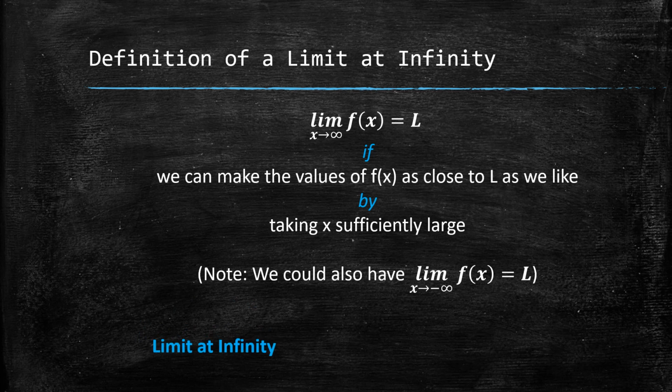So limits at infinity as opposed to infinite limits. Infinite limits go with vertical asymptotes. Limits at infinity are indicative of horizontal asymptotes.